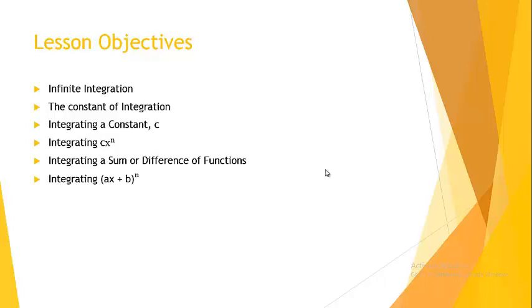So in infinite integration, we learned that the process of finding a function from its derived function is called the integration, and we found that integration is the reverse process of differentiation. Then we learned that an arbitrary constant needs to be added with the integral all the time when we work out infinite integration. Next we learned that the differentiation of cx with respect to x is c, so that the integral of c with respect to x is cx with the arbitrary constant. Then we learned the integral of cx to the power of n with respect to x gave us c over n plus 1 x to the power n plus 1 plus the arbitrary constant.